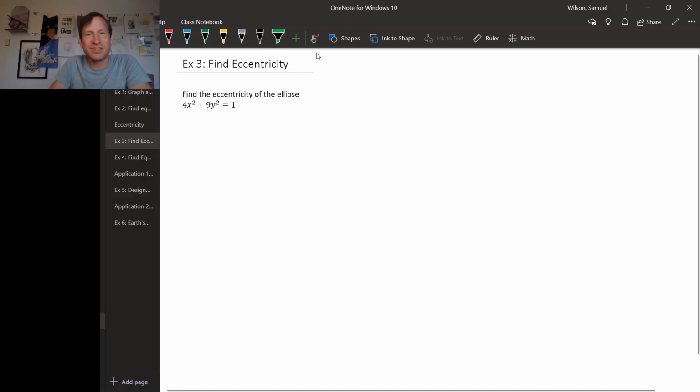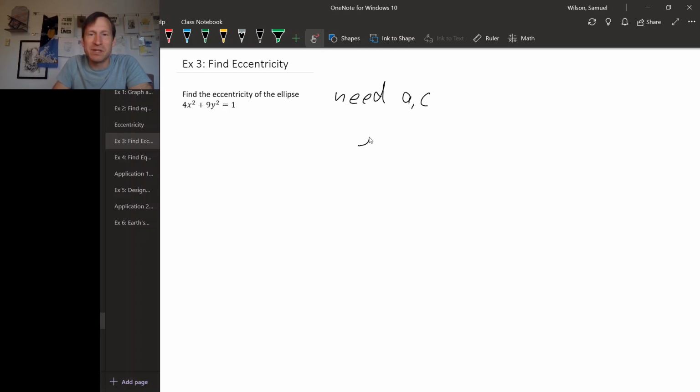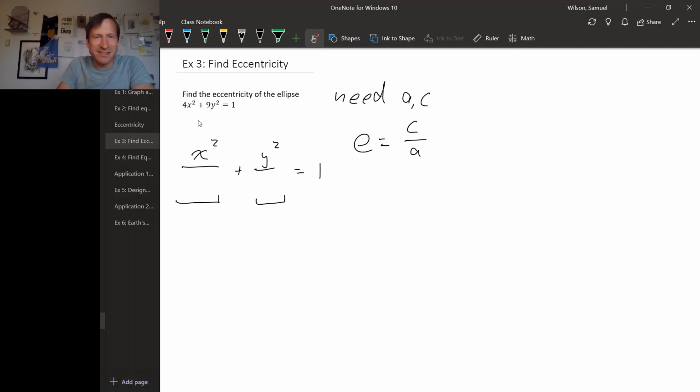Well, to find the eccentricity of an ellipse, the first thing we have to do is figure out a and c. To find the eccentricity, we need a and c, because the eccentricity is just c over a. This equation isn't set up to really show us what a or c is. Actually, we need to rewrite these so that they look like x squared over something plus y squared over something equals 1. And we need to do this in such a way that it's equivalent to this equation up here.